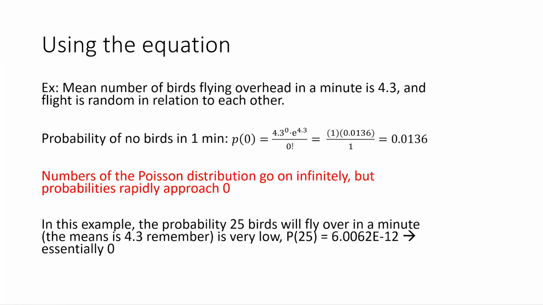One big difference between Poisson and binomial is that the numbers of a Poisson distribution go on infinitely, but the probabilities rapidly approach 0. What I mean by this go on infinitely thing is, the mean number of birds flying overhead in a single minute, the average, is 4.3. I could ask, what's the probability that 4,530 birds fly overhead in the next minute? And we could calculate the probability for that, but it's very, very low. The idea of that many birds flying overhead in a single minute is almost absurd. So the probability for that exists, the numbers go on infinitely, but the probability of those higher numbers, those extreme values, rapidly approaches 0.